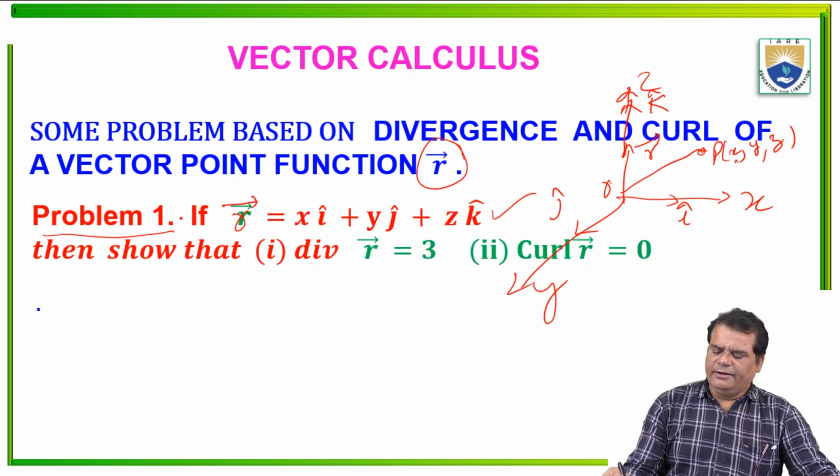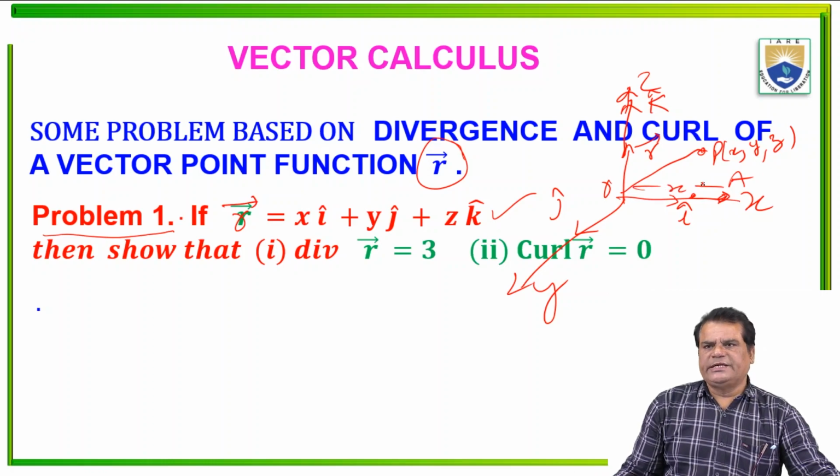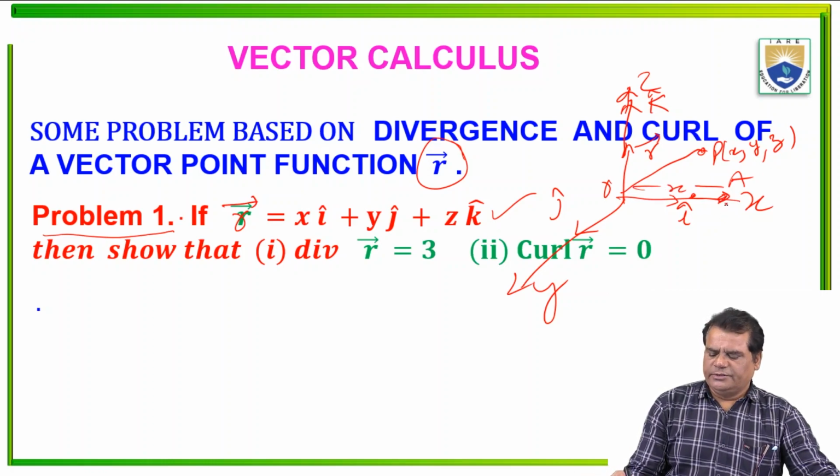So vector R, how can we make this? First of all, this is point A. This is the x distance. Some distance is covered on the x-axis. Then this distance is covered on the y-axis. And this distance is covered on the z-axis.